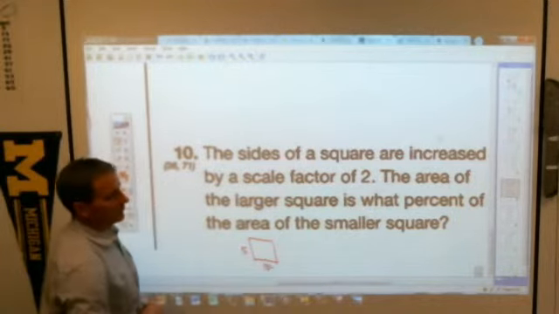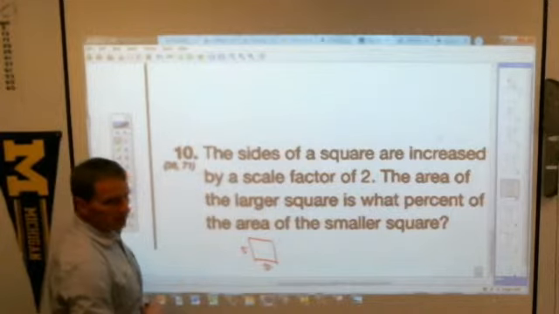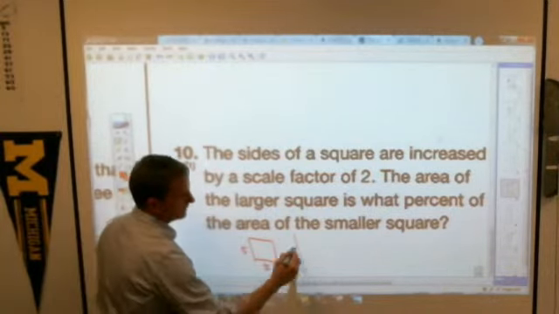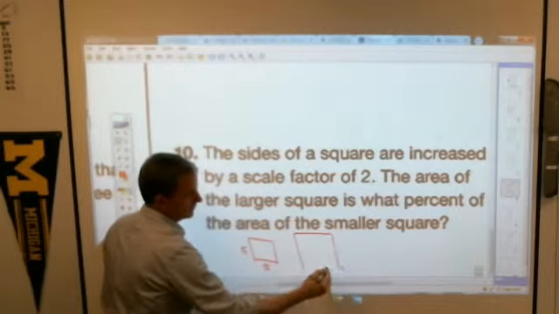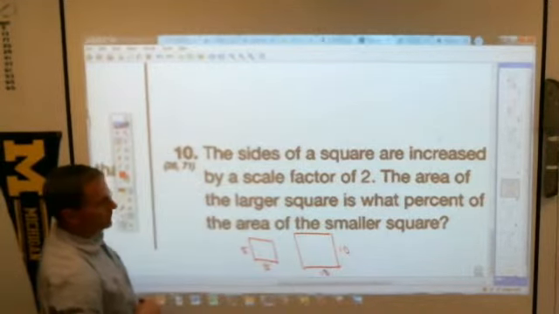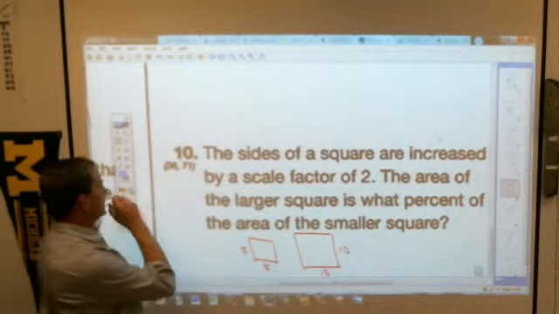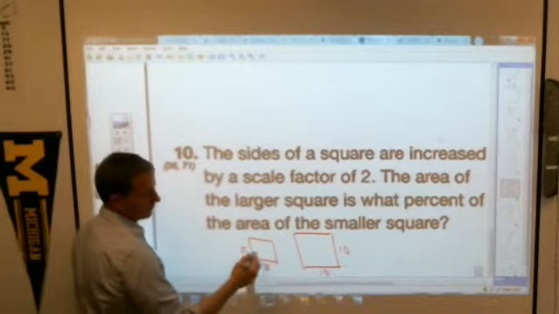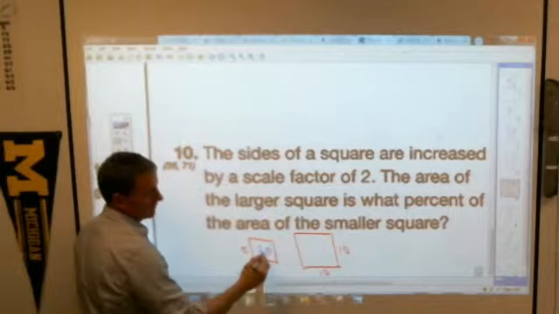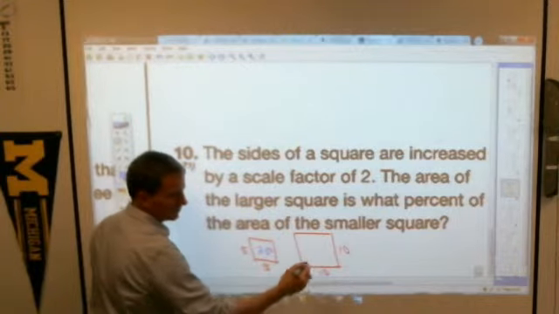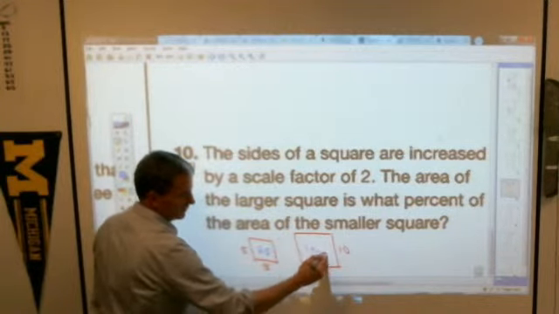So if it's a scale factor of 2, the new square is going to be 10 times 10, right? And we are talking about their areas. So what is the area of the small square? 25. 5 times 5 is 25. Area of the big square is 100.